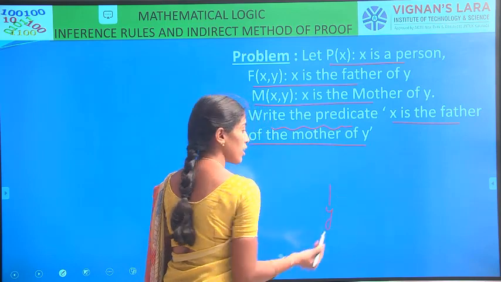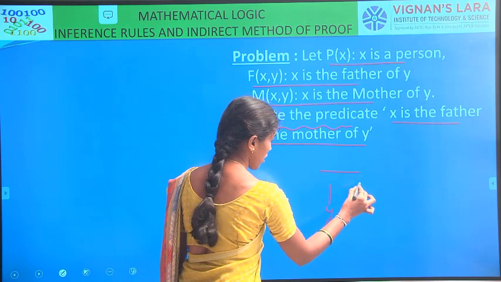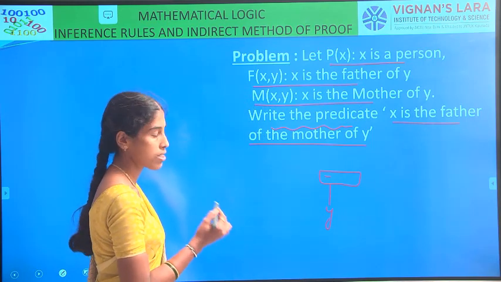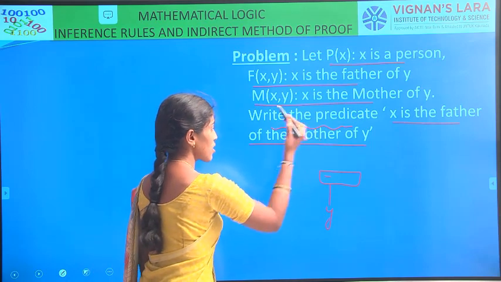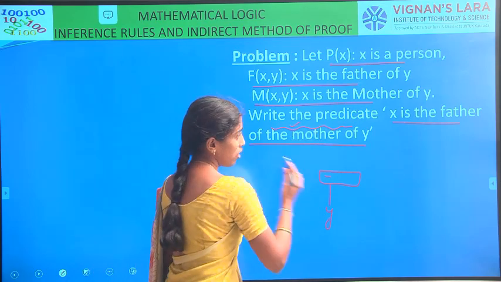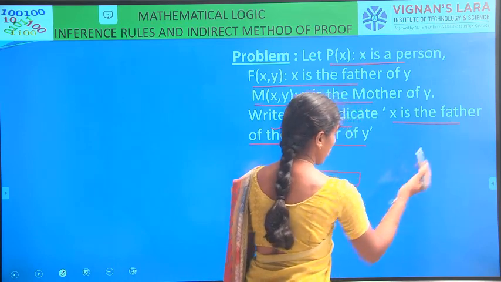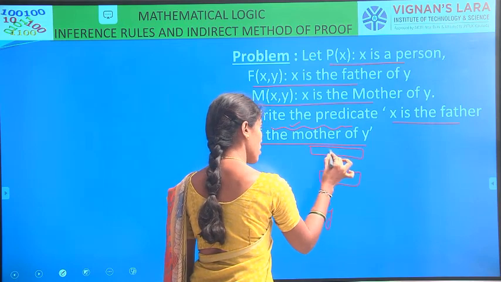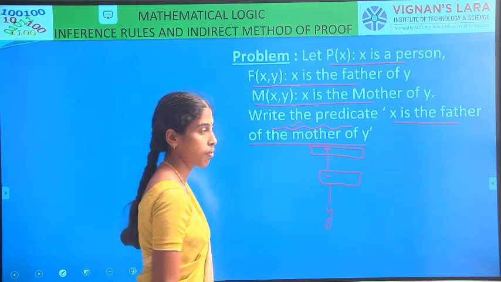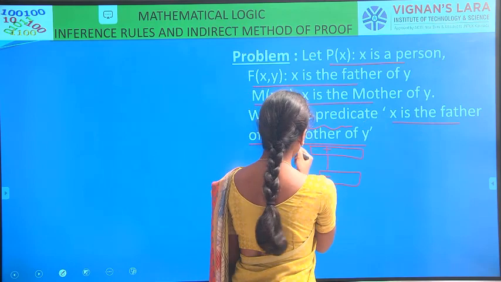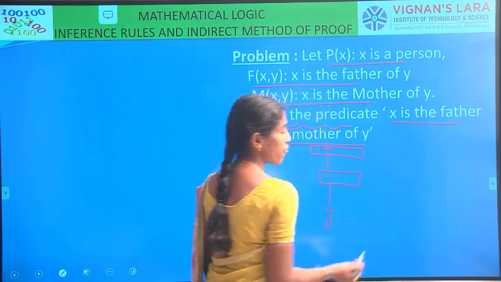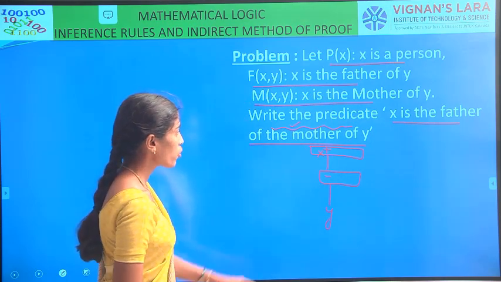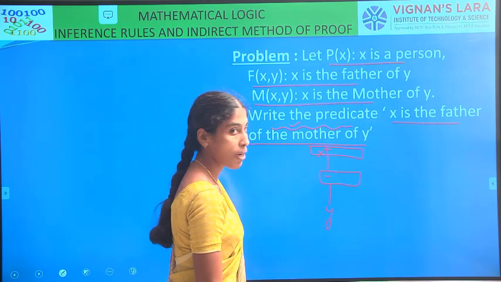Because Y's mother is the previous generation, I represent mother by a minus symbol. If it is father, we denote it by a plus symbol, right? Mother of Y, it is completed. Next, coming back, now by going back, father of her. So it is also the previous generation, because father we denote by a plus symbol. Who is her father? X is the father. So here I write X. Now we have to denote X is the father of the mother of Y.